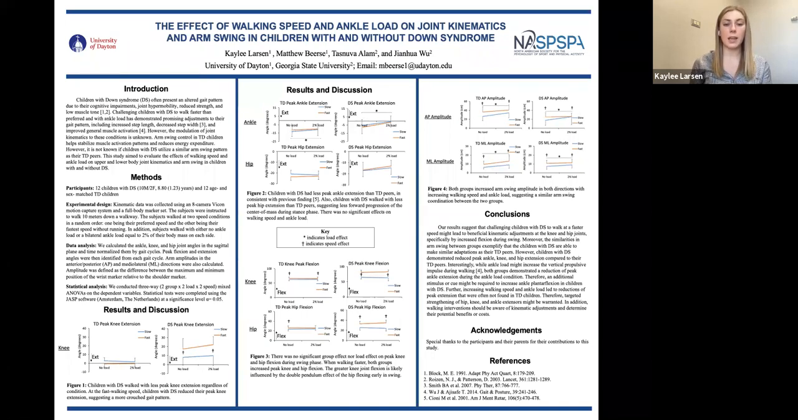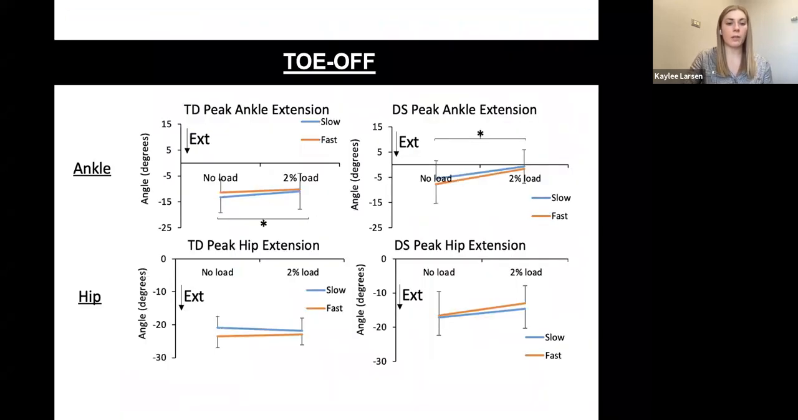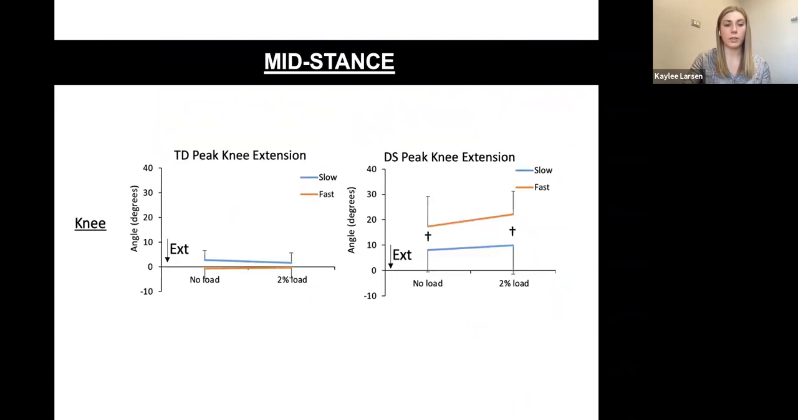We then evaluated peak angles during the relevant phases of the gait cycle. Around toe off, children with Down syndrome had less peak ankle extension. When the ankle load condition was added, peak ankle extension was lower. In addition, the children with Down syndrome also had less peak hip extension around toe off.